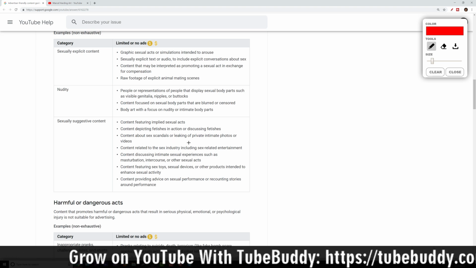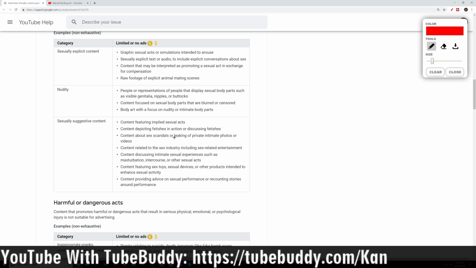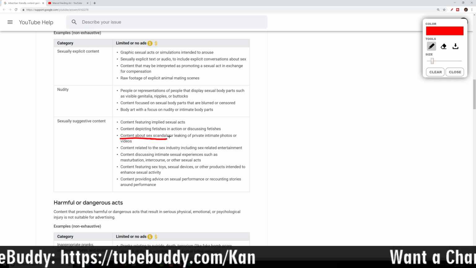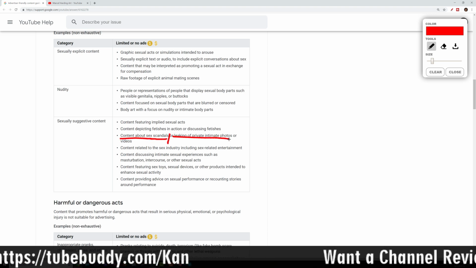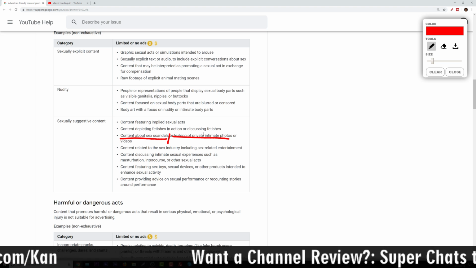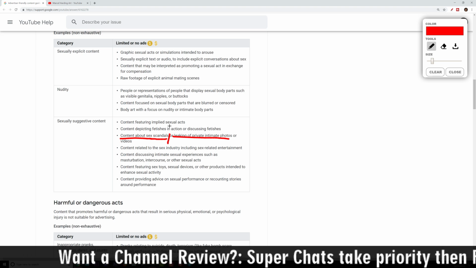Content featuring implied sexual acts, content depicting fetishes in action, or discussing fetishes. That's one of those things where depicting fetishes in action, right? That's interesting. Discussing fetishes, I guess there's a time and a place is what they're saying. Content about sex scandals or leaking private intimate photos or videos. I don't think you should join these two together. I think they're two separate issues. Content about sex scandals is one thing, and leaking someone's private intimate photos or videos is a completely separate bullet point in my opinion. Why they lump these two together, I don't know.